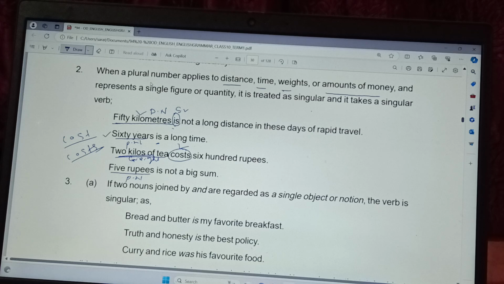So here, guys, rule 2 applies when a plural number applies to distance, time, weight, and amount of money. So in the last example in this rule, 5 rupees is a plural number, so it applies to an amount of money, so we put the singular verb is. 5 rupees is not a big sum, guys. You would understand in a better way, guys. Now proceed to rule 3, guys.